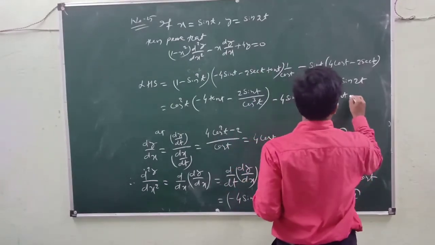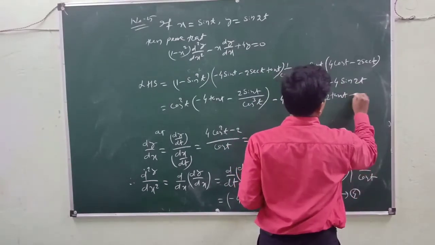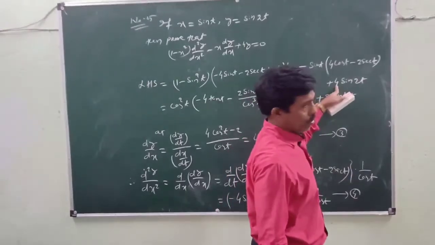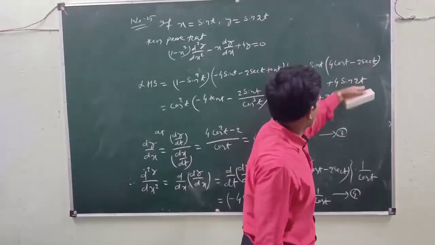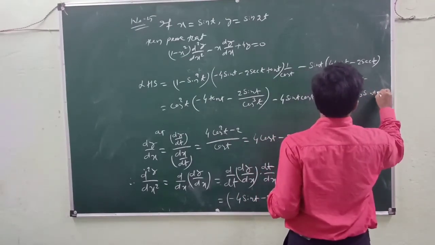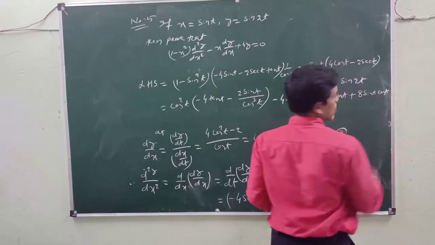Now the formula of sin 2t is 2 sin t into cos t. Here 4 is available. So after multiplication it will be 8 sin t into cos t.